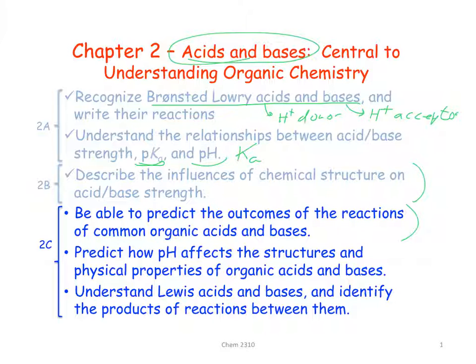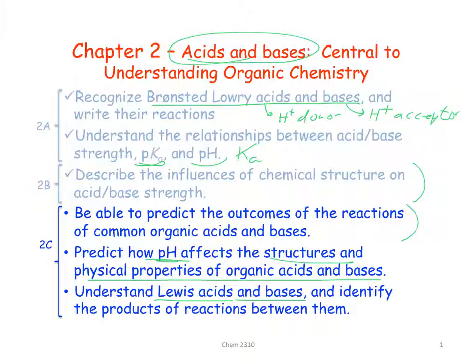All right, so then we will go on and see how, if we change the pH of a solution, it changes the structures and physical properties of organic acids and bases. And we're going to just finish off with a quick discussion of Lewis acids and Lewis bases, which is just a different definition of acids and bases.